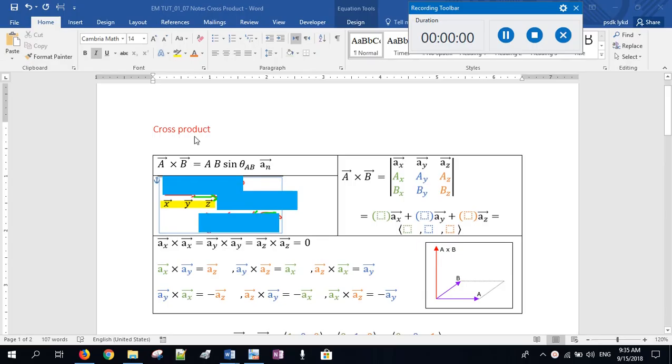Cross product, another type of vector multiplication. Unlike the dot product, which gives us a number, the cross product A cross B will give us a vector of magnitude the magnitude of A times the magnitude of B sine theta AB, the angle between the two vectors.